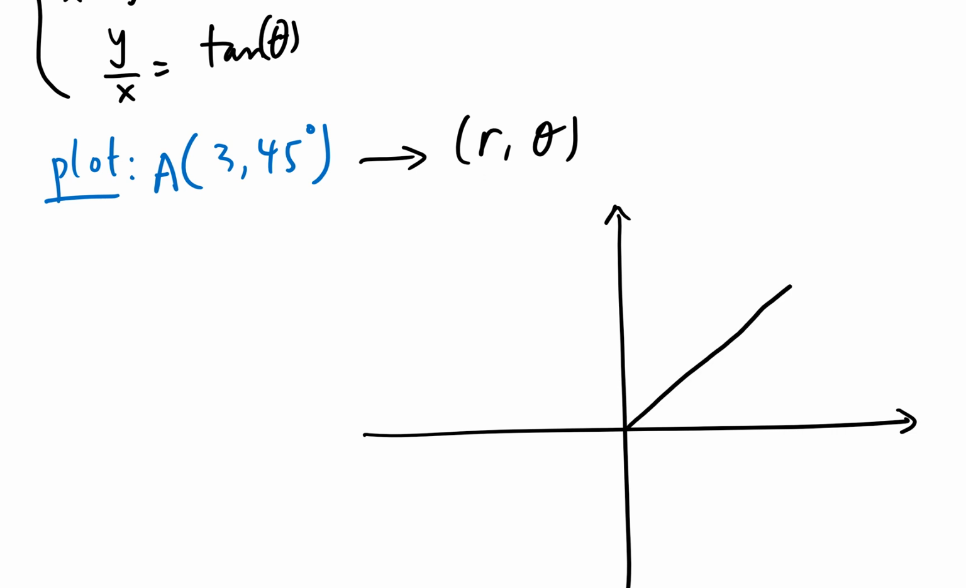So this is a 45-degree angle. When you draw the line, think about it, that's the new positive x-axis. So 3, you're going to go 1, 2, 3. That's where point A is located.